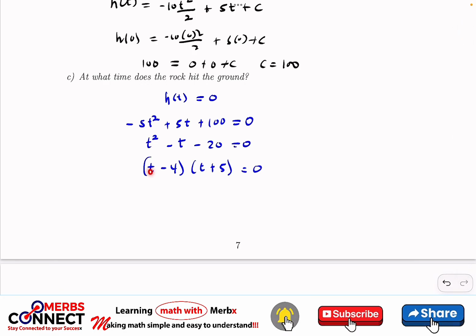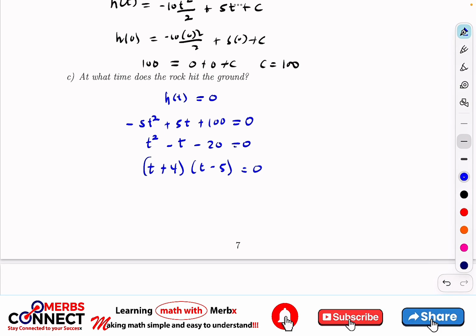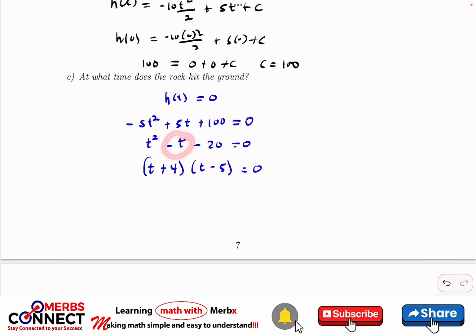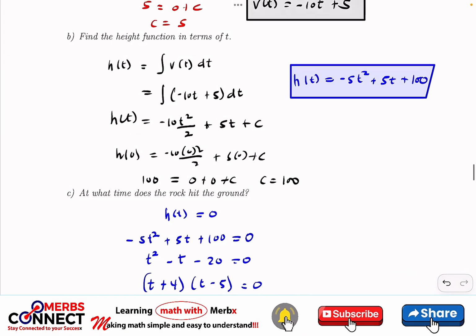Let's check if this is true. t times t is t squared. t times 5 is 5t. Minus 4 times this is minus 4t. So 5t minus 4t is just, oops. So it means that we need to swap this. This one should be positive and this one should be negative, right? So that we can have the middle to be negative, because this is negative, so I need to make sure that it's negative. Is that right? Good.